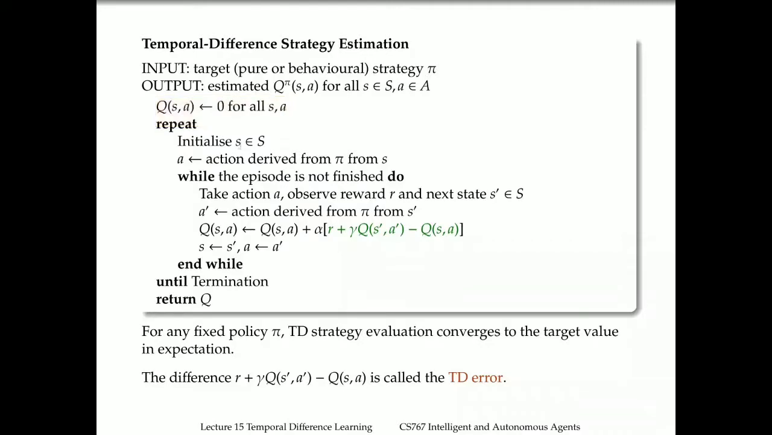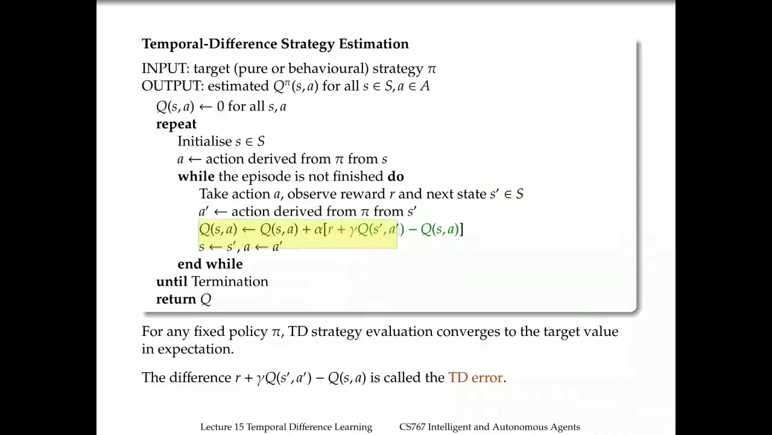And what we do is we initialize a state, and then we generate an action that's derived from pi from that state, and then we repeat for every step of the episode. So while the episode is not finished, we take the action, observe the reward that we get, and look at the next state as indicated by the environment. So we're able to observe that. And then we obtain the next action, A prime, which is derived from the strategy pi. So we've got everything that we need. We have the current state, the current action, the reward for this step, the next state, and the next action.